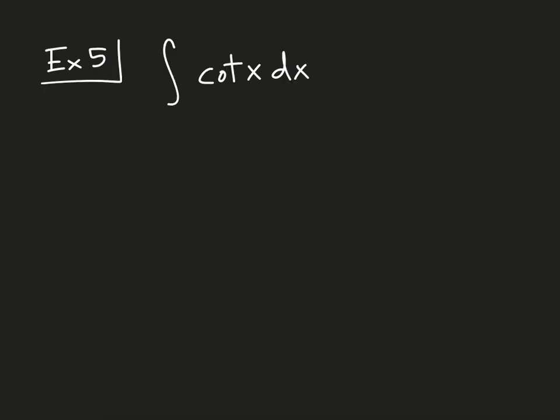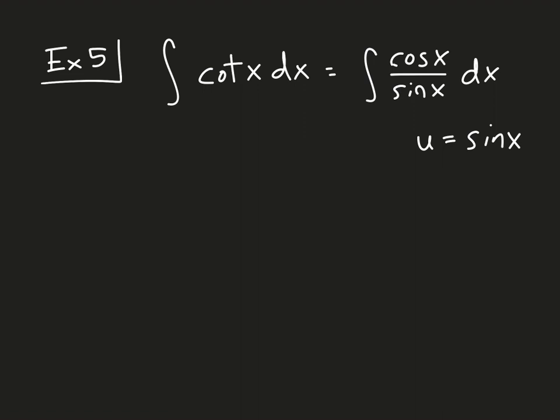All right, last problem. So for this one, I want you to try it on your own. Start by redefining cotangent in a different way. Okay, so the trick here is you have to redefine cotangent as cosine of x over sine x. Make u sine of x because it's in the denominator. Derivative of u is going to be cosine of x dx.